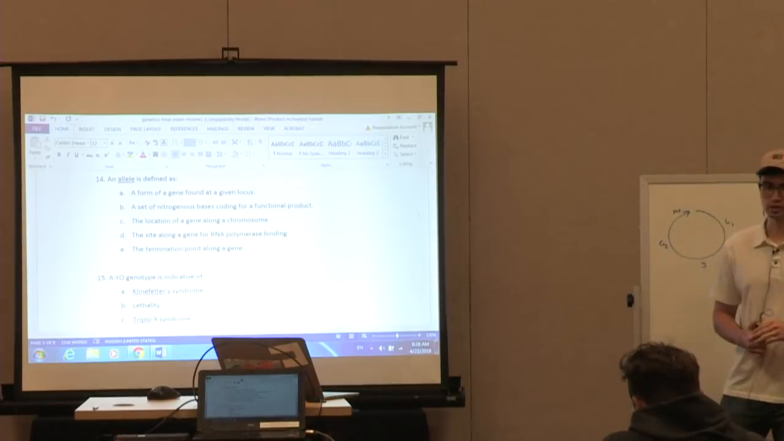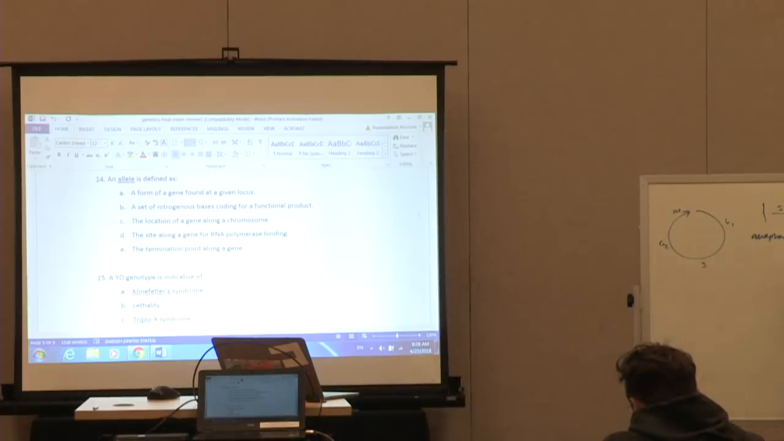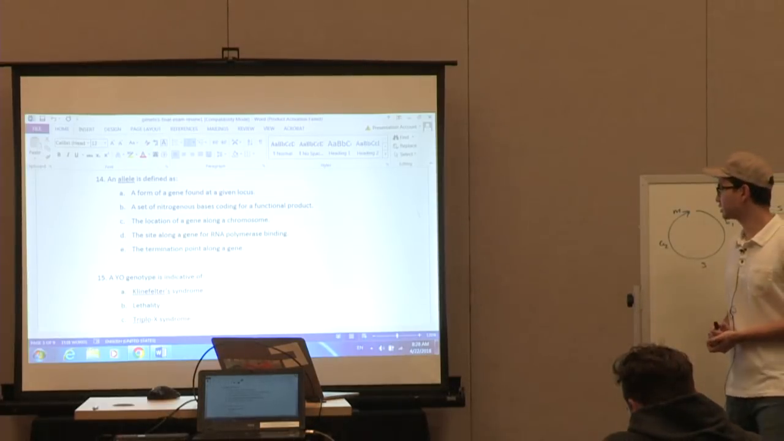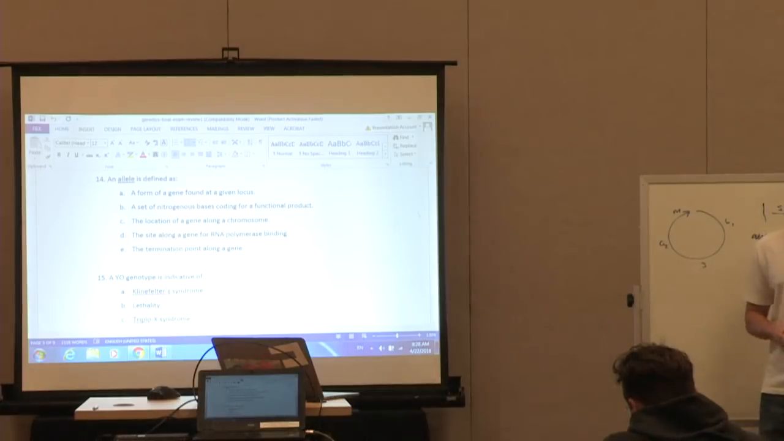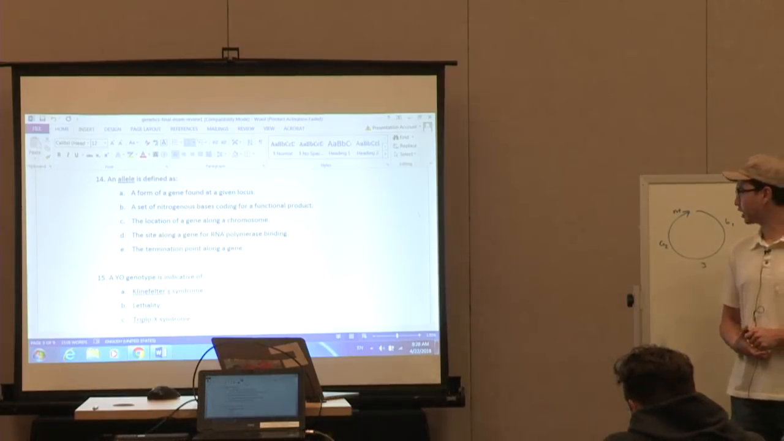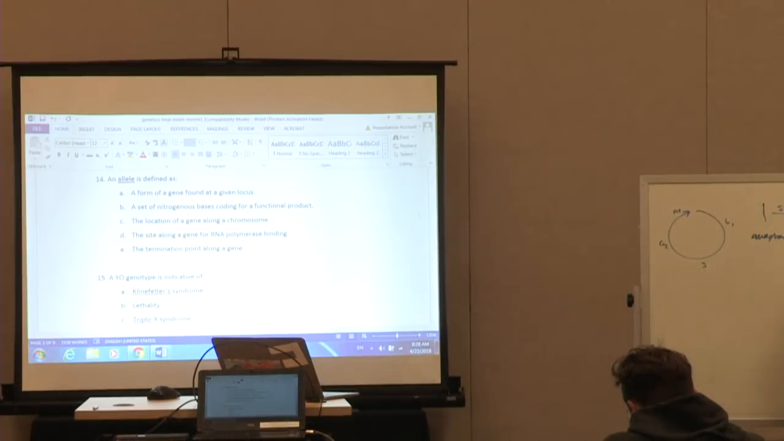So what would 14 be? It is A. Nice job. So it is a form of a gene found at a given locus. And we could define C, the location of a gene along a chromosome, as locus, right, or loci.